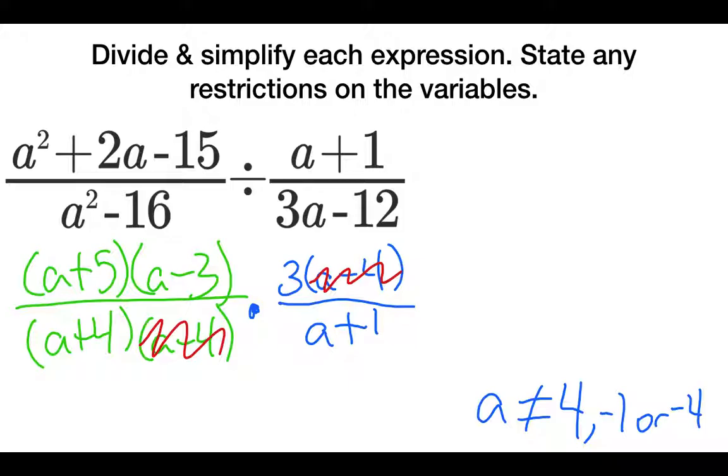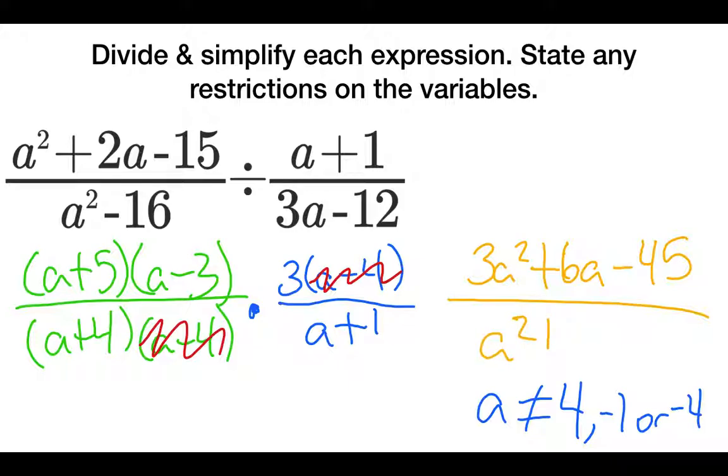Now, multiplying across, I already know what a plus 5 times a minus 3 is, because it was right here. Since I can't cancel it out, I'm going to multiply that back out together. So this becomes 3a squared plus 6a minus 45, all over a plus 4 times a plus 1, which becomes a squared plus 5a plus 4. So there we go.